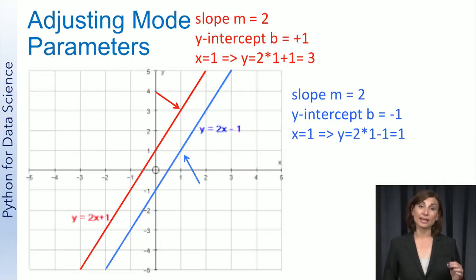For the input X equals 1, the value of Y is 3 for the red line, as indicated by the red arrow. For the blue line, when the parameter B changes from positive 1 to negative 1, for X equals 1, the value of Y is 1, as indicated by the blue arrow. So we see that with just a simple change in one model parameter, the input to output mapping changes.